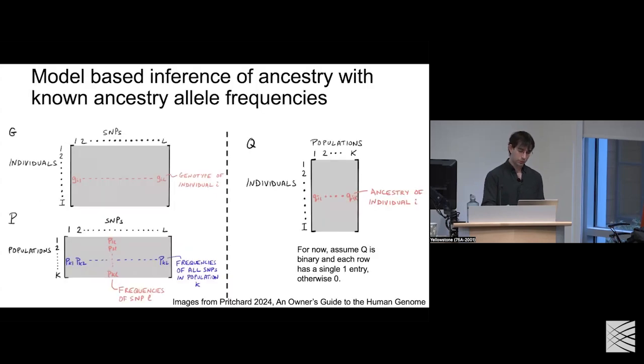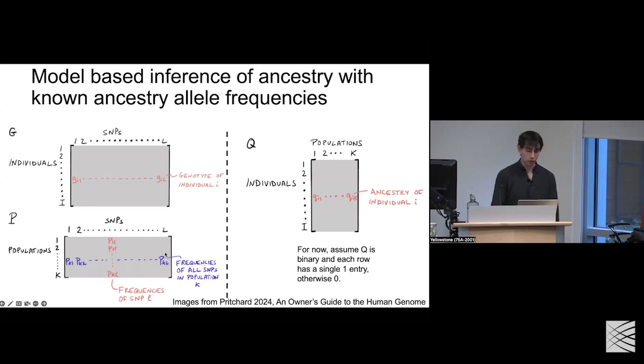And so here, let's just get ourselves familiar with the data objects that we're going to be working with. So G is our genotype matrix, and that's the same object that we've already interpreted a couple times. G_IL is the number of times mutation L occurs in individual I. And then we have these other 2 objects.